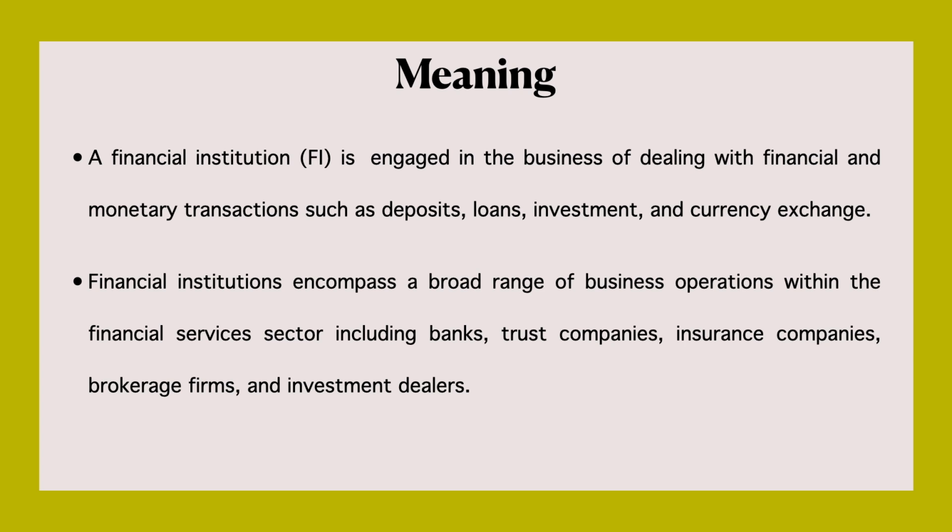Next line, as we see, financial institutions encompass a broad range of business operations. So it's not just about banks, but more than that. It's a broad range of business operations within the financial services sector, which includes banks, trust companies, insurance companies, brokerage firms, and investment dealers. These are the various institutions that we have in our economy. Hope you've understood the meaning of financial institution.